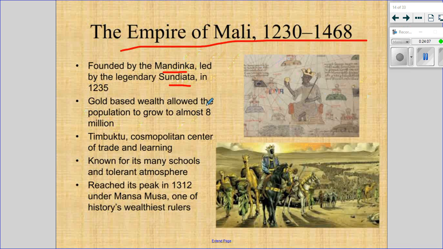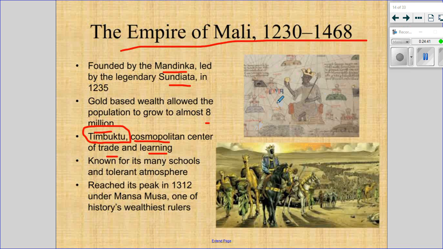Their wealth is based on gold and taxation. And the population grows to about 8 million people. It's a huge empire for that time. A lot of times when we hear about Timbuktu, people are talking about like the middle of nowhere, right? Which is crazy because Timbuktu was the cosmopolitan center of trade and learning in the world during this time. It's one of the most affluent, diverse, advanced cities in the world.